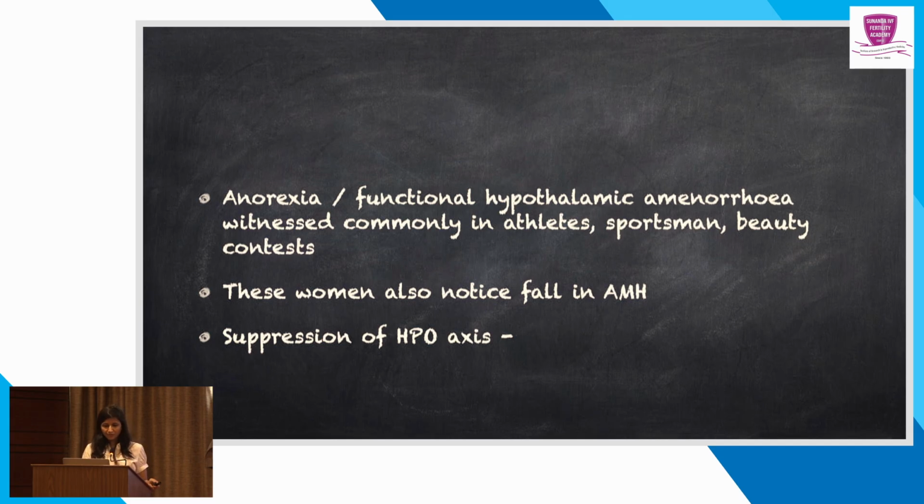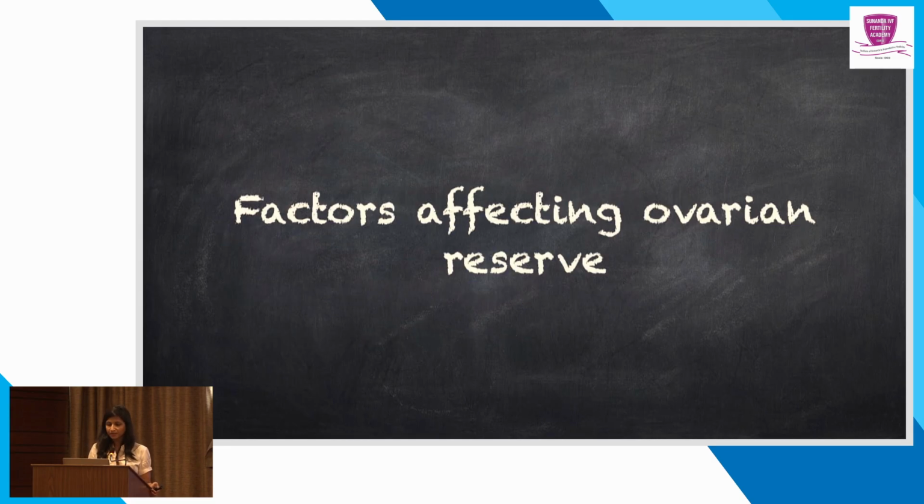Anorexia or functional hypothalamic amenorrhea is seen commonly in athletes, sportsmen, or beauty-conscious women, because they are continuously in sports, so they will be having functional hypothalamic amenorrhea. Or because of sudden weight loss they will have very low FSH and LH, because their GnRH pulse frequency has come down, and that will lead to functional hypothalamic amenorrhea. So they will have a fall in AMH and suppression of the hypothalamic-pituitary-ovarian axis.